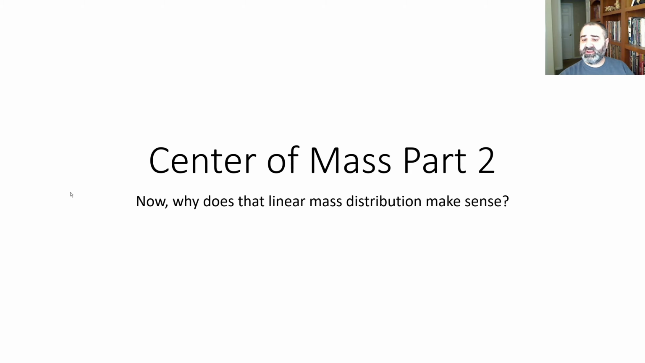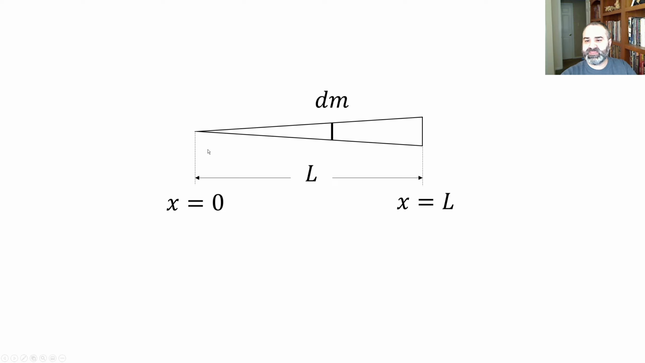Now let's take some time to look at where that linear mass distribution came from. So, center of mass, part 2. Let's look at our little triangular shape that we had before. You'll notice it's a triangle, height L, and we want to get how much mass we get in this little sliver dm. Well, how am I going to do that?